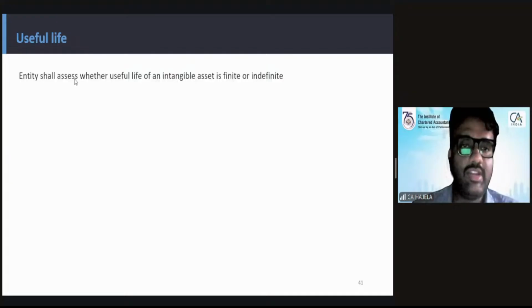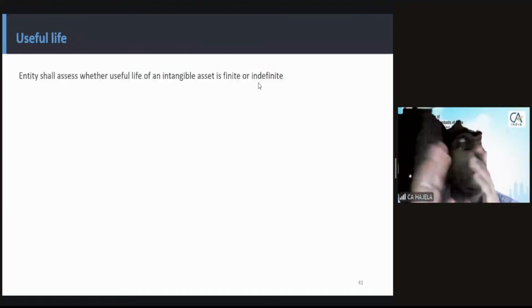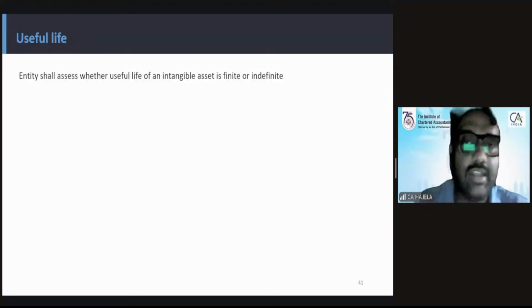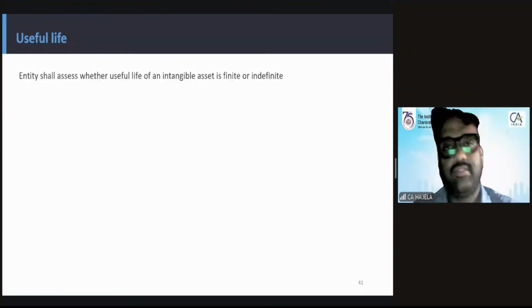An entity shall assess whether the useful life of an intangible asset is finite or indefinite. Now, what do we mean here? It means whether the life of your intangible asset is finite or indefinite. Let's say Jio has broadcasting rights for IPL matches for 5 years. It's a finite life. Who can think of an example of an intangible asset with an indefinite life?